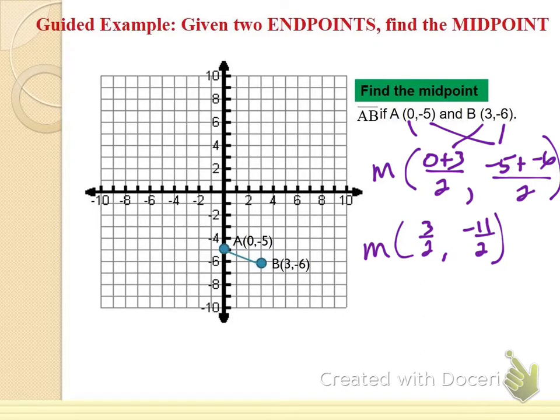There you go. Just add the x's up. 0 plus 3 divided by 2 gives you 3/2. Add the y's up. -5 plus -6 is -11, divided by 2 is -11/2. And that's it. Those are your coordinates for your midpoint.